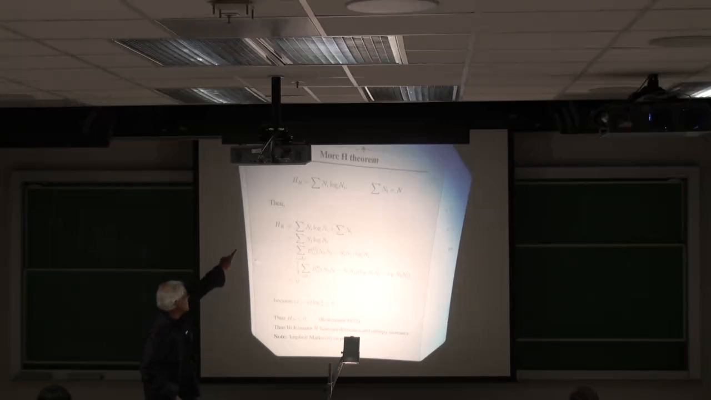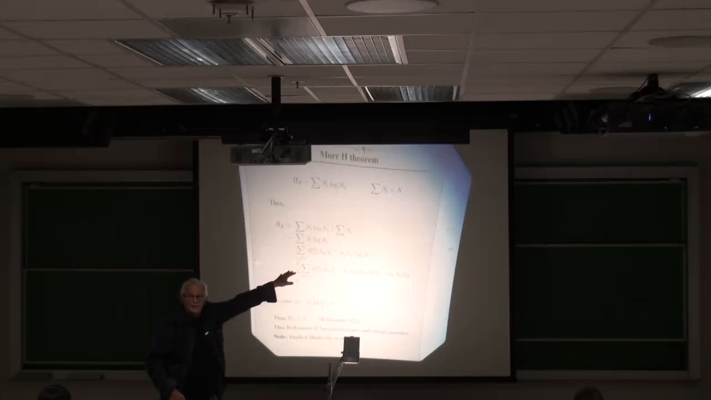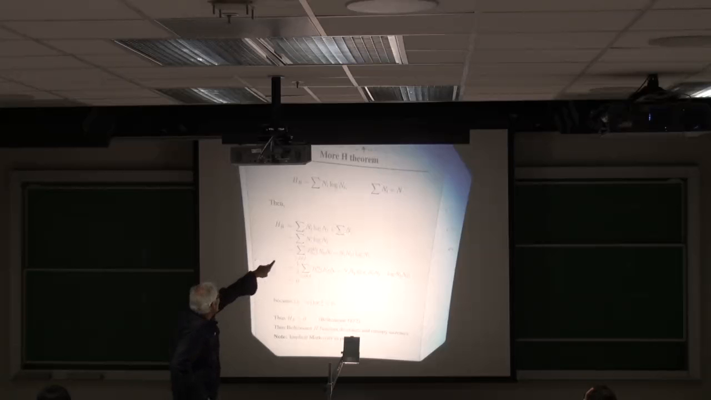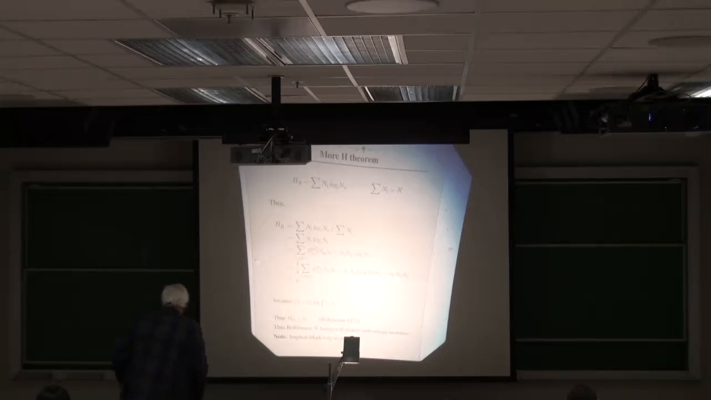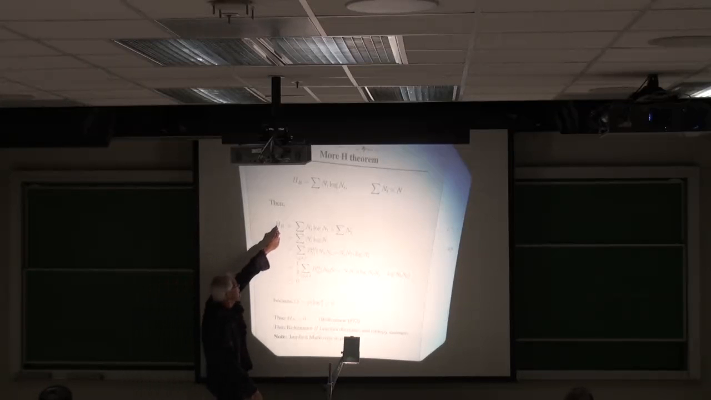So the entropy is the summation of Ni log Ni, which is the critical quantity. If you know the entropy, you know everything. And the summation of the number of particles over the number of states is n. So there are n total particles. Now let's find the rate of change of the entropy.